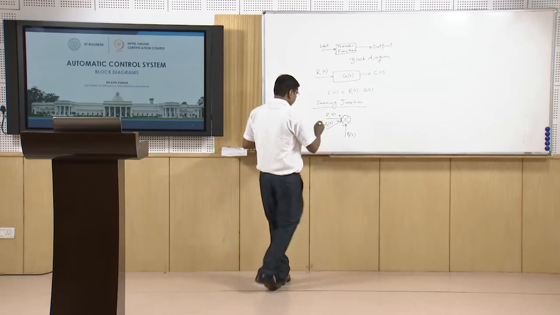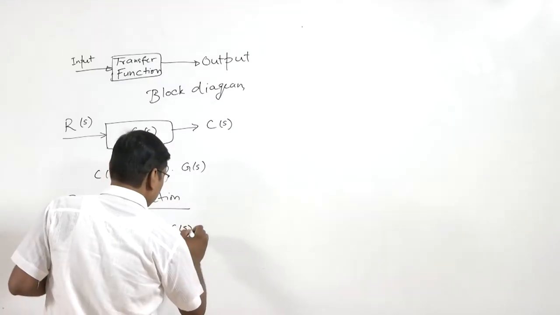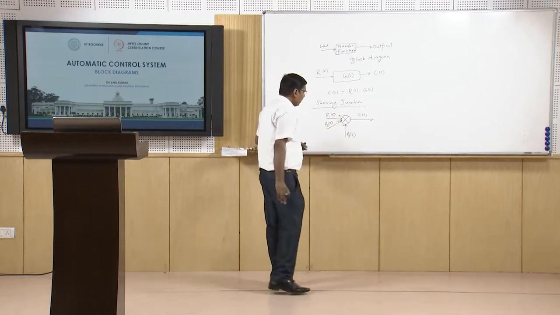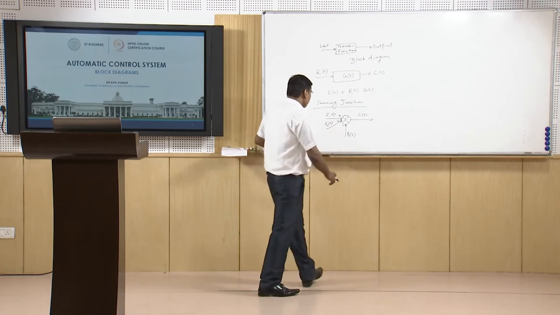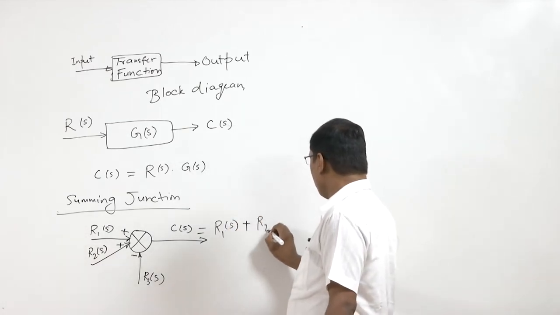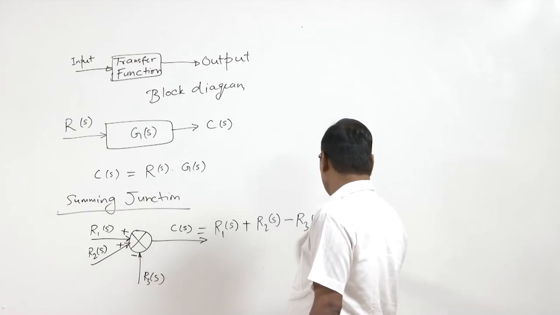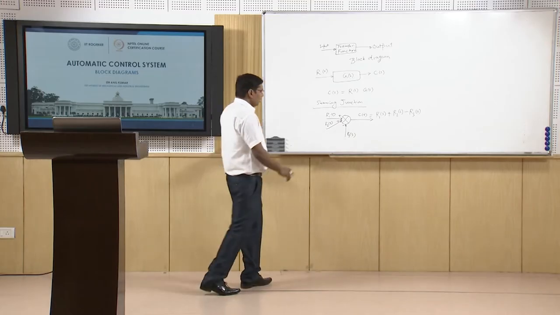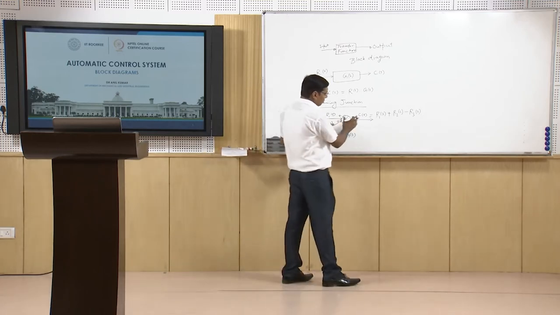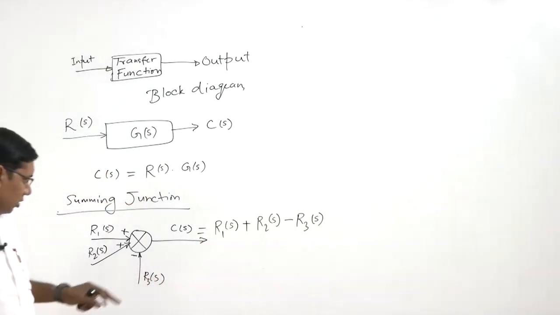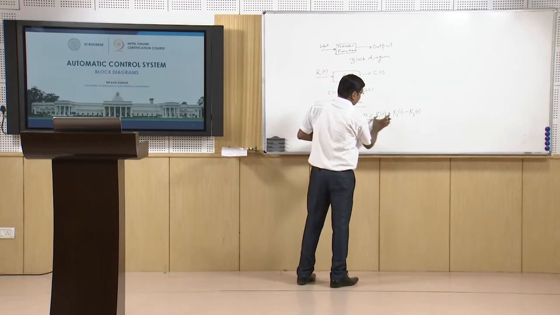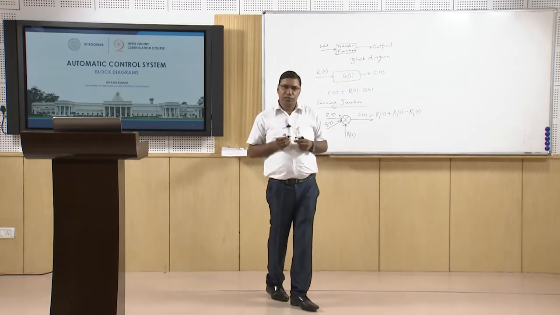So what will be the output of this summing junction? What output will pass from this summing junction if these three signals arrive at this point? The output C(s) will be equal to R1(s) plus R2(s) minus R3(s). So we understand the operation of a summing junction. When multiple signals enter it, we should know what the output will be, because summing junctions are usually used before the controller. So the controller will get this C(s), which has this relationship with the input signals.